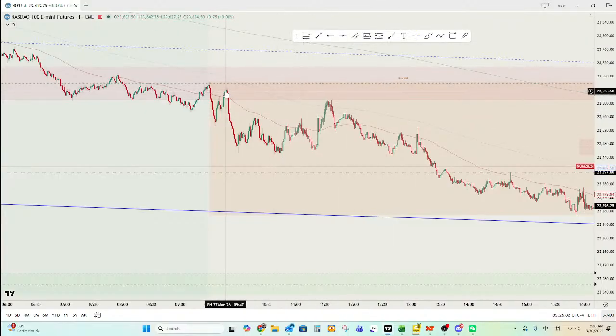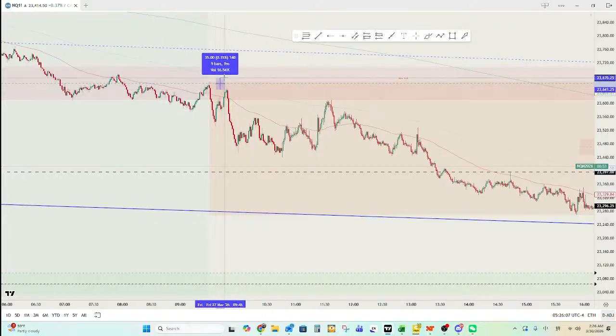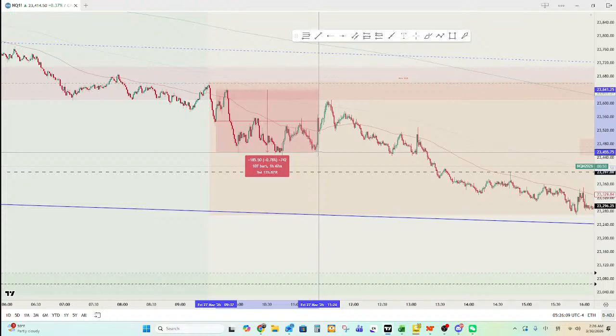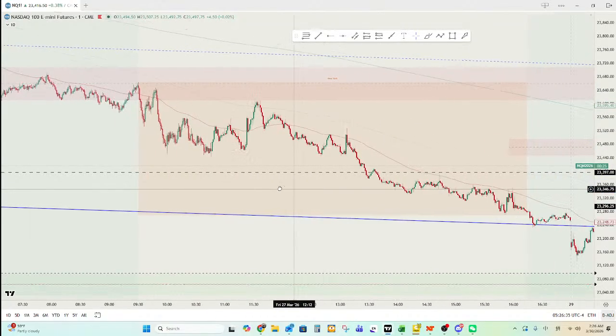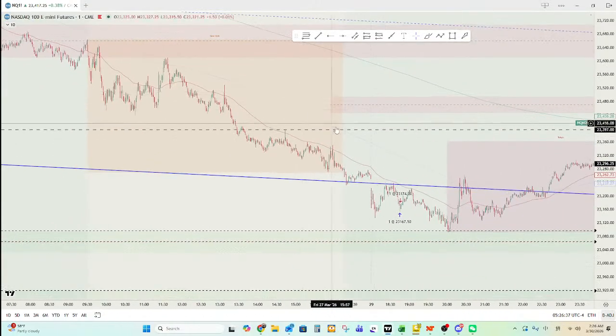So let's say you do the swing trade here, from this level to this, that's like 200 points. If you trade Nasdaq, which is $20 per point, or the micro Nasdaq, which is $2 per point, that would be around $400 if you do micro, or $4,000 if you do the regular.